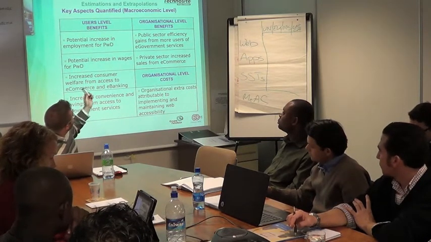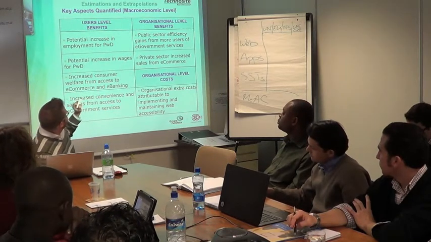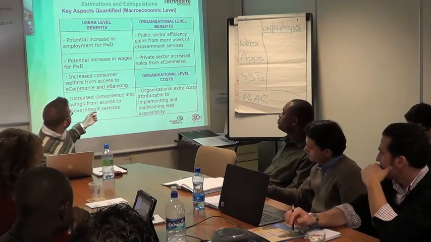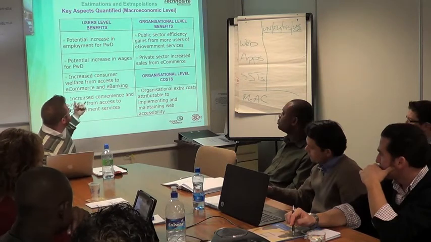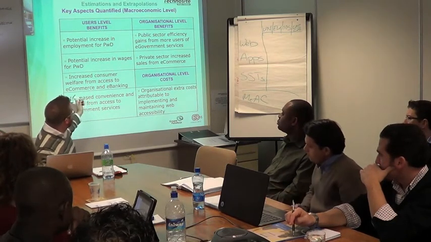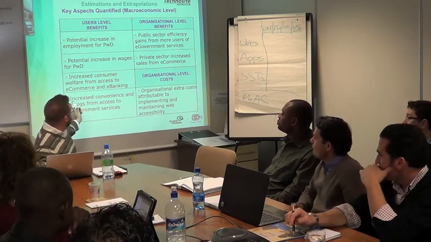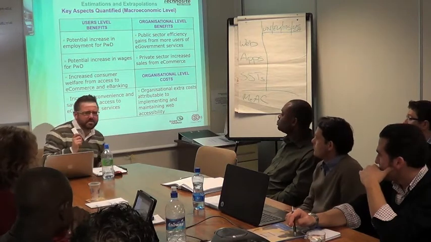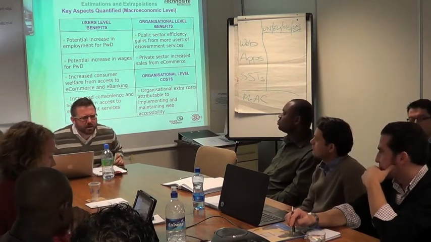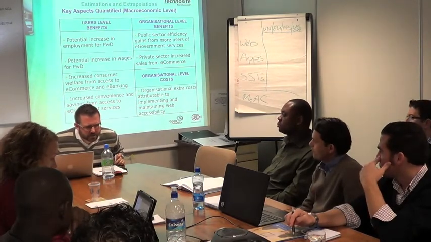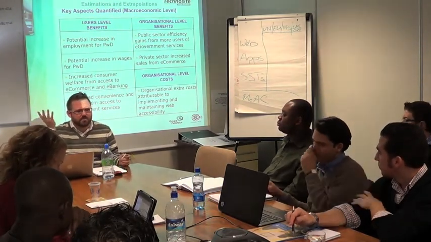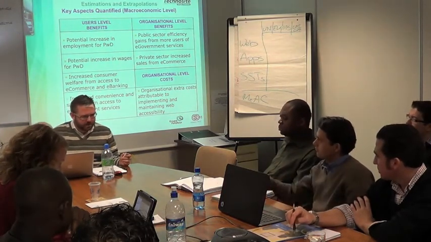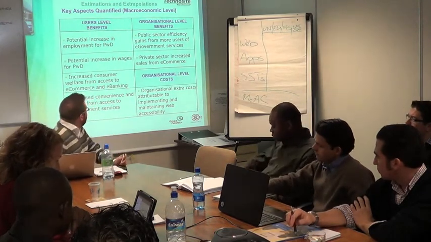Now, key aspects that are quantified on the macroeconomic level include, for the user level benefits, a potential increase in employment for people with disabilities, potential increase in wages for people with disabilities, increased consumer welfare from access to e-commerce and e-banking, increased convenience and savings from access to e-government services. I think I was speaking to Jared earlier about how the Norwegian government made their tax revenue website accessible, and they gained an extra less than 10, more than 5% in revenue simply by making their website accessible. And it's pretty amazing, those figures.